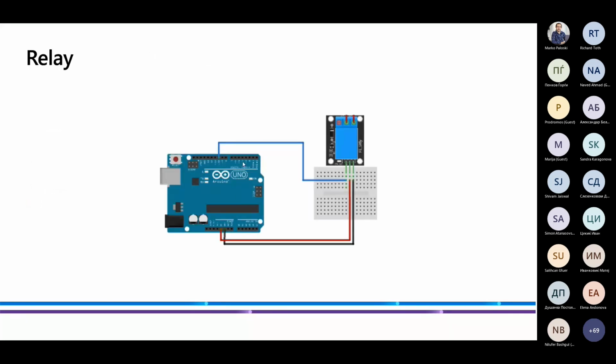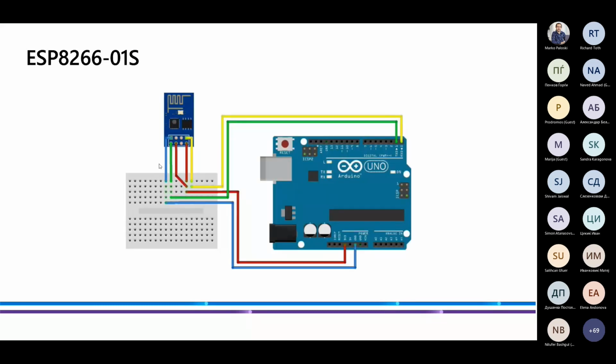Here is how Arduino connects with a relay. It's very, very easy. And here is how Arduino connects with ESP32 or ESP8266. It's quite the same.